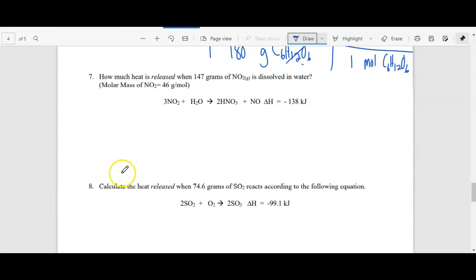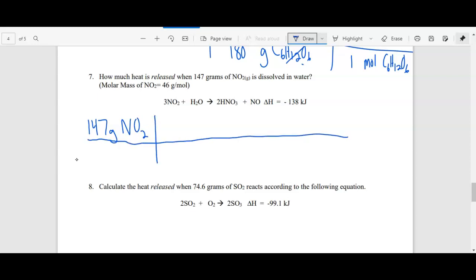Let's go and look at number 7 next. How much heat is released when 147 grams of NO2 is dissolved in water? We're going to start with 147 grams of NO2. Going to draw my train track. We're going to bring grams of NO2 to the bottom, just like we did before. We're going to go back to moles of NO2.